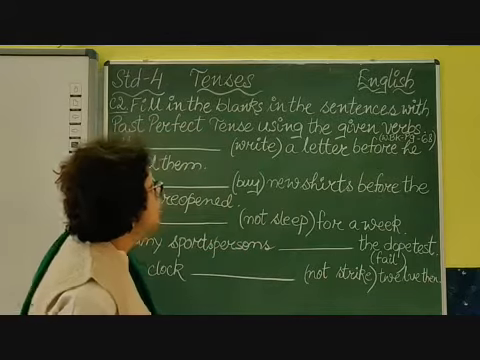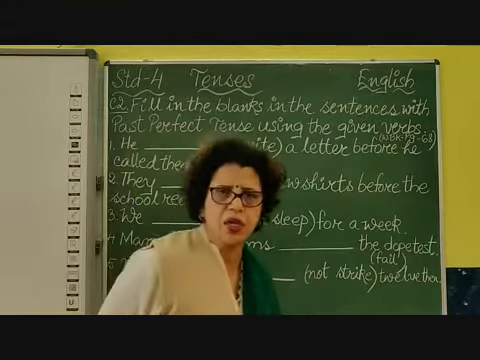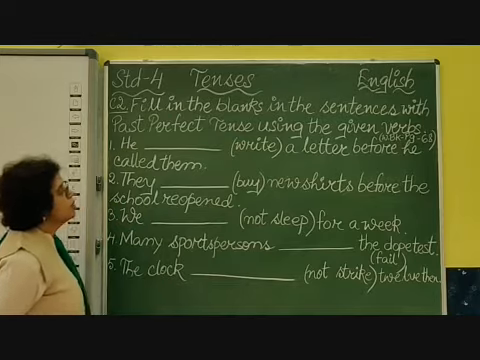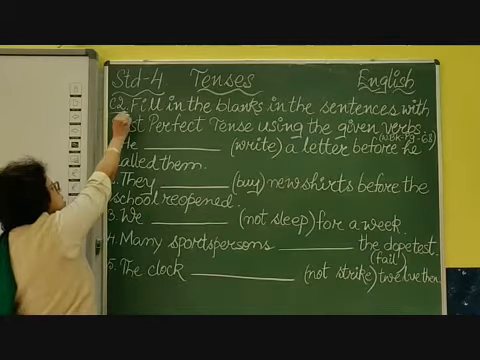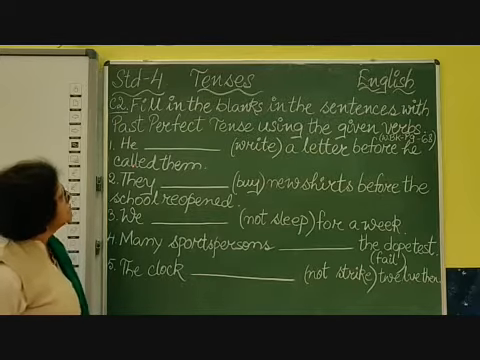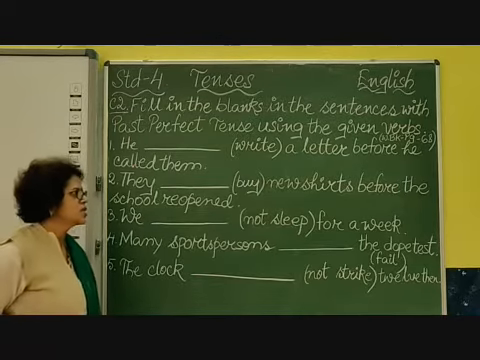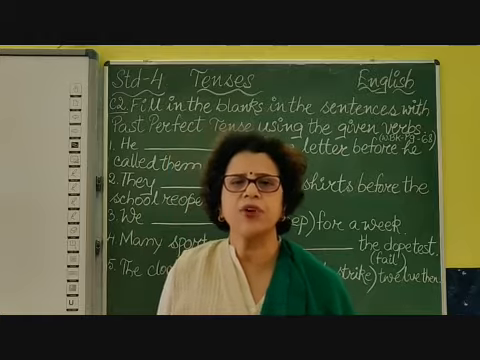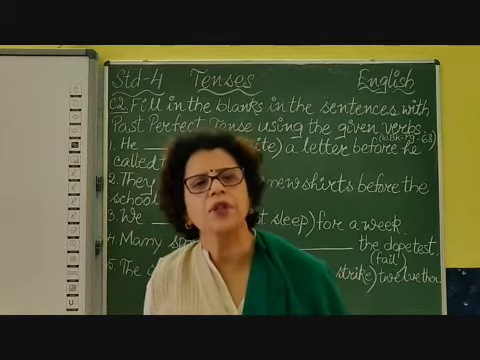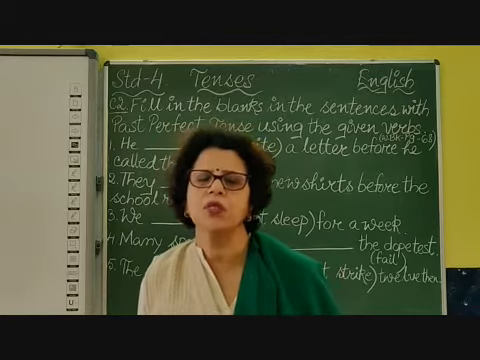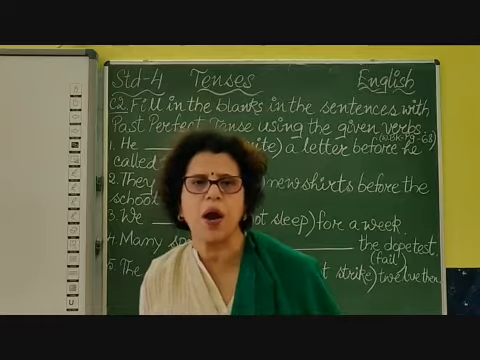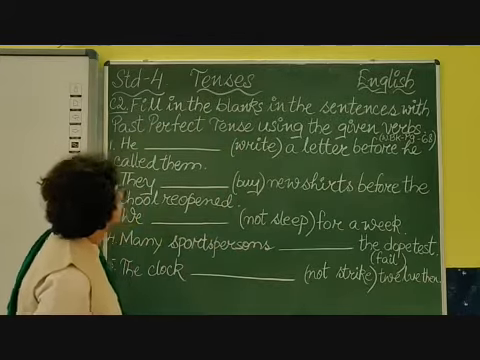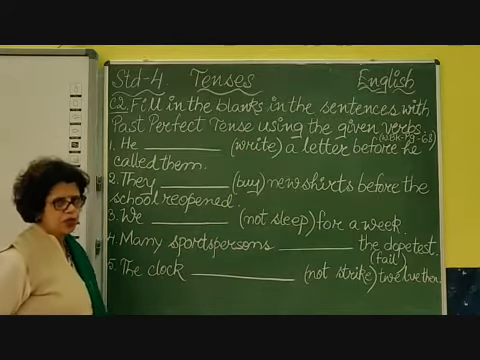Now here in your workbook, children, theme 5 or sheet number 3, there is an exercise in page number 68 of your workbook, question number C2. Fill in the blanks in the sentences with past perfect tense using the given verbs. So here we have to use only past perfect tense. You remember, in past perfect tense we use had. Whether we are talking about one or many, we use the helping verb had and then the past participle, V3 form of the verb. Okay, so let us do it. The verbs are mentioned in the bracket. You have to use the past participle form of the verb.